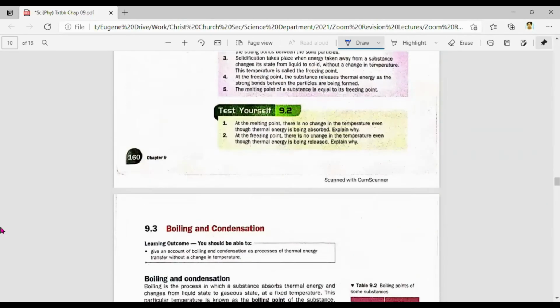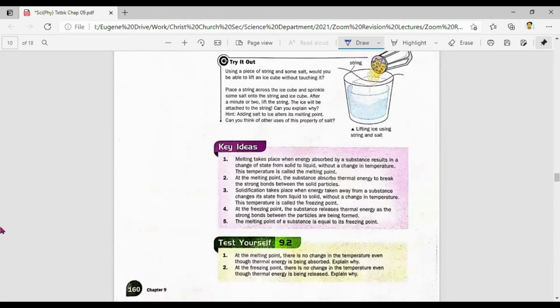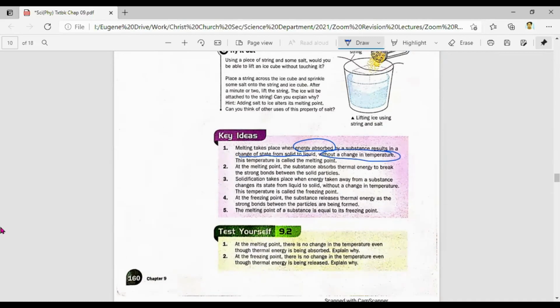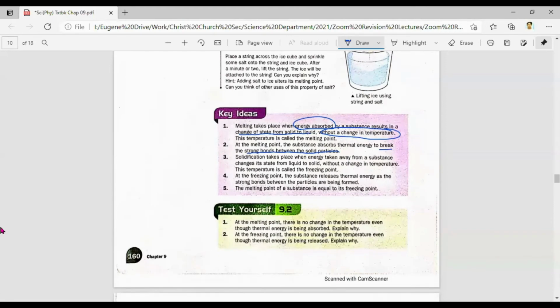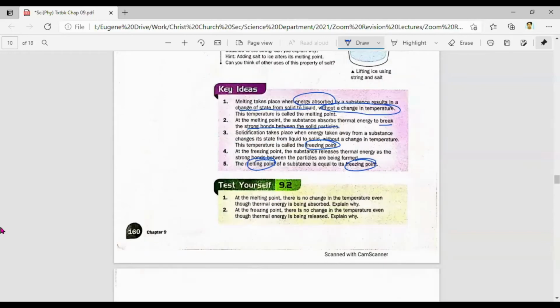So next up, let's look at the key idea here. We did mention that melting takes place when energy is absorbed. This causes a change in state from solid to liquid. Do take note, there's no change in temperature. What exactly happens during melting is that the thermal energy absorbed is used to overcome the strong bonds between the particles. Solidification is just the opposite. The temperature at which solidification happens, we call it the freezing point. Do take note, the melting point is also equal to the freezing point. So these are the key main ideas that we went through at the top.